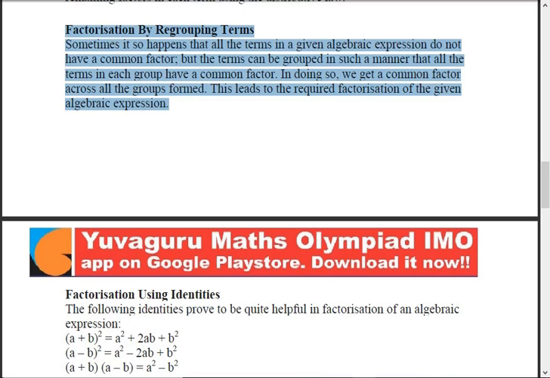Means what? See here, break this whole para. Do not have a common factor firstly, then we group it such that they have a common factor. Okay, so that's what we have to do. We'll see an example.